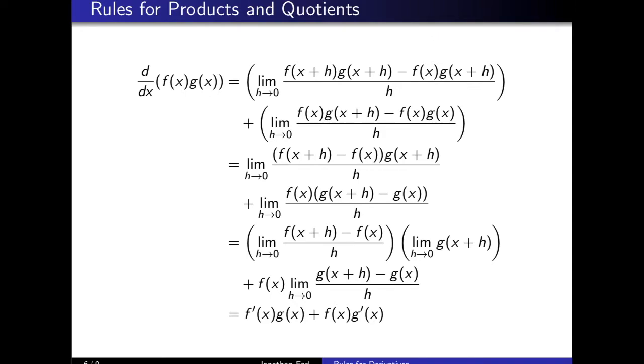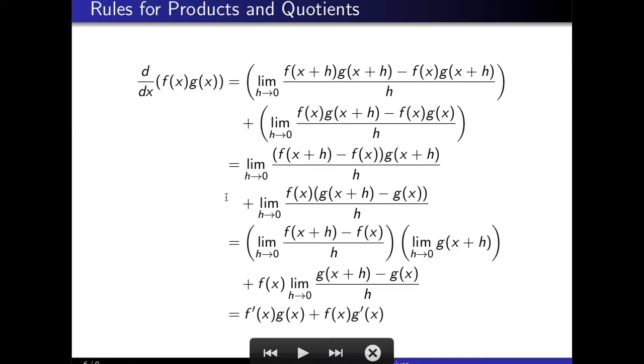Now, what we see in the first limit is that in the numerator there's this g of x plus h term that is common to both. It's in both terms. So we'll factor it out of both terms. And we'll get the limit as h goes to 0 of f of x plus h minus f of x. That quantity is multiplied by g of x plus h, and the whole thing is divided by h. Similarly, there's a common f of x term in the numerator of the second limit that we'll factor out. And now what we're going to do is we're going to use our product rule for limits.